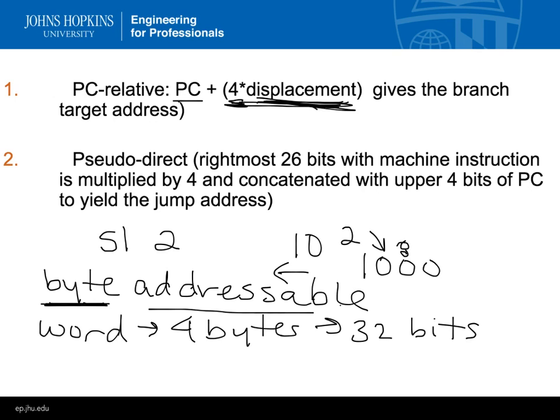A lot of times we're going to need to remember that a word always has to start on a byte divisible by 4. So a word is going to have to start at byte 0, byte 4, byte 8, and so on. But one word in memory will take up bytes 0, 1, 2, 3.